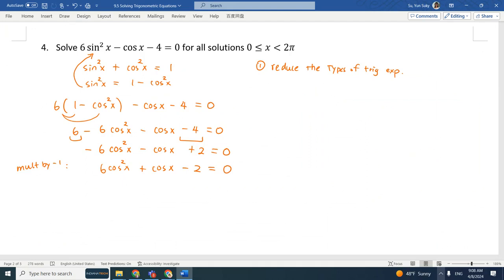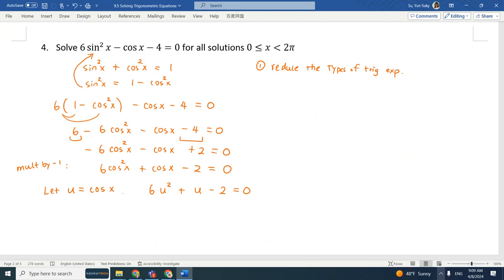Right, everybody? If you are familiar with factoring, you can factor right away with the cosine. Or if you want to make it look easier, you can do a u substitution. You can let u be cosine x. Then this quadratic equation would just look like 6 cosine x is u, so cosine squared becomes u squared plus u minus 2 equals 0. So you can make it look nicer.